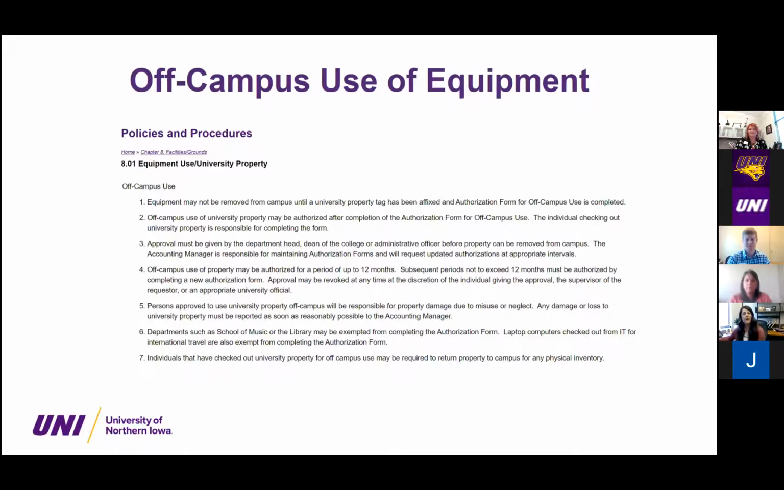So the fixed asset equipment and off-campus use. Policy 8.01 addresses that use form. Some important things to note about the off-campus use form. Equipment should not be removed until a university tag has been affixed and the off-campus use form is completed. Approval must be given by the department head, dean, or administrative officer before property can be removed. And the form should be completed every 12 months. So if they have one currently, every 12 months, that needs to be renewed.